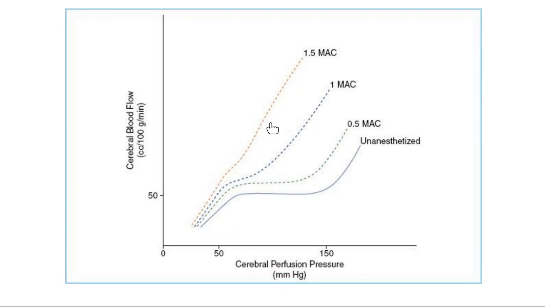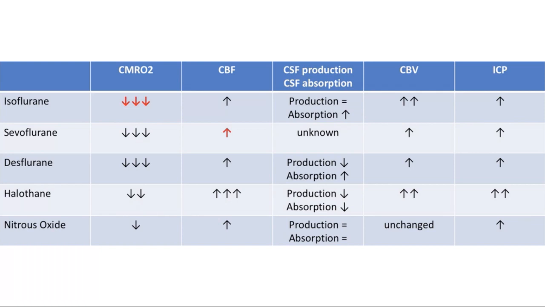This is a well-summarized graph discussing cerebral metabolic rate, blood flow, CSF production, as well as ICP and cerebral blood volume based on the anesthetic choice made. I have a citation at the end of my presentation from where this graph was obtained.